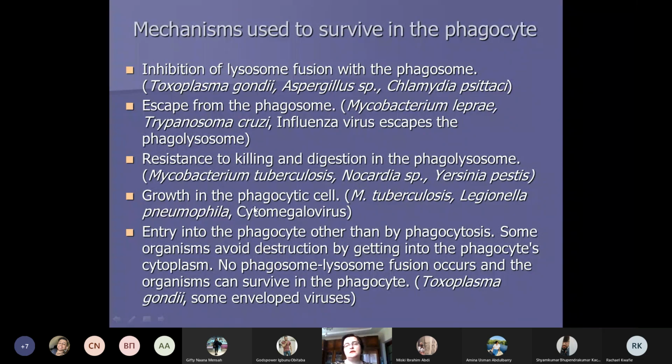Growth in the phagocytic cell is characteristic of Mycobacterium tuberculosis, Legionella, and cytomegalovirus. Entry into the phagocyte other than by being phagocytized: some organisms avoid destruction by getting into the phagocyte's cytoplasm.